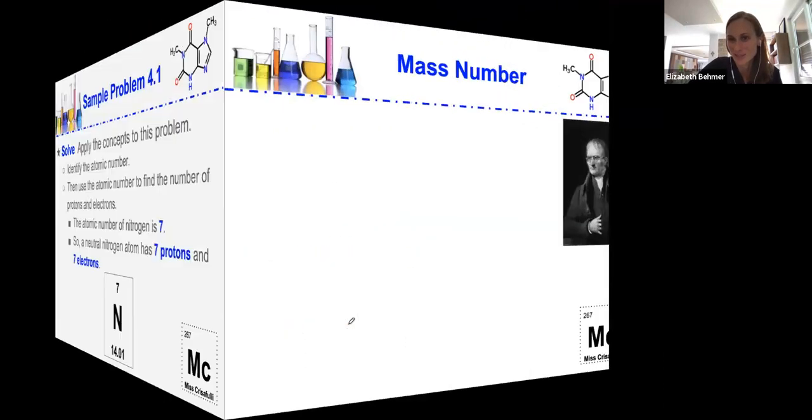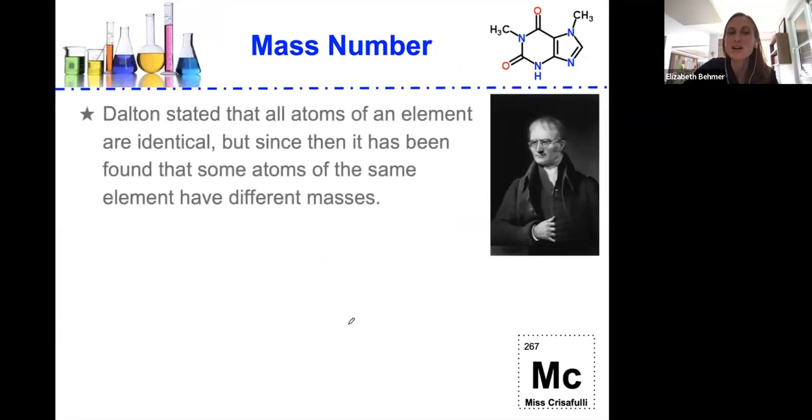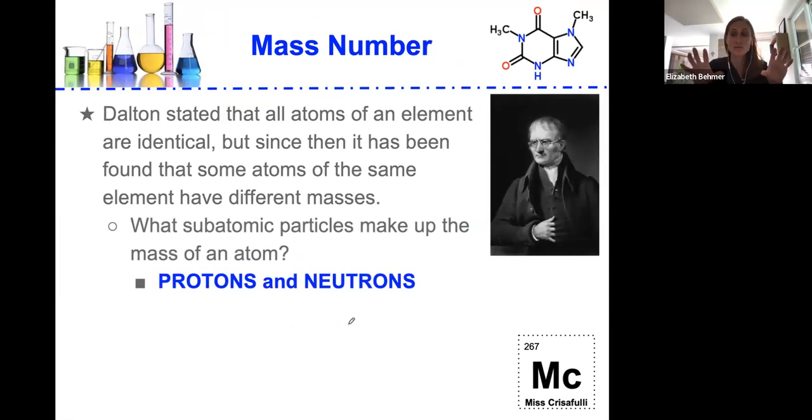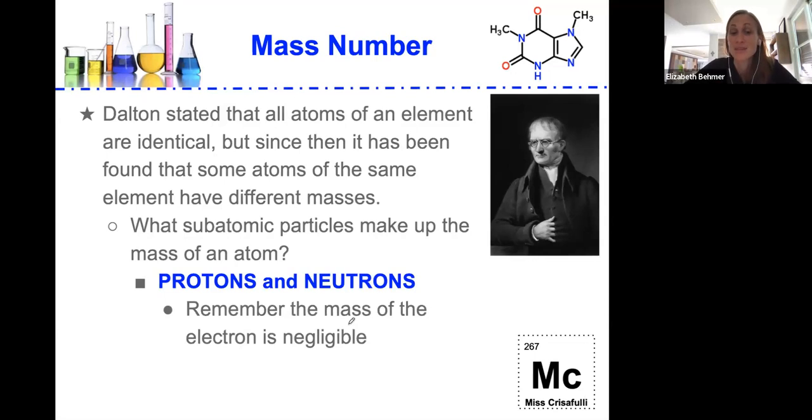You'll be doing a lot of practice problems like this this week. Dalton stated that all atoms of an element are identical. But atoms of the same element can have different masses. What subatomic particles make up the mass of an atom? We talked about in section 4.2 that the number of protons and the number of neutrons really make up the atomic mass of an atom, because the electron's mass is so little, it's practically nothing. The mass of an electron is negligible.